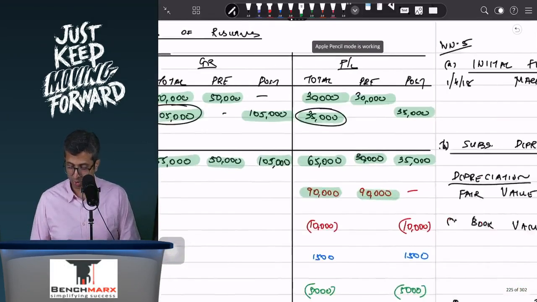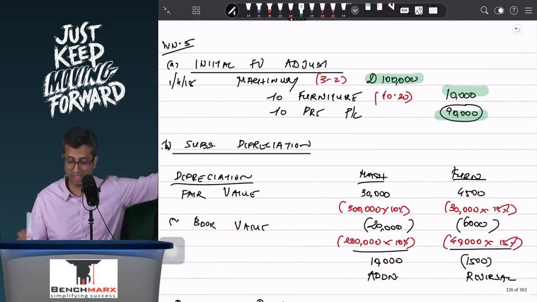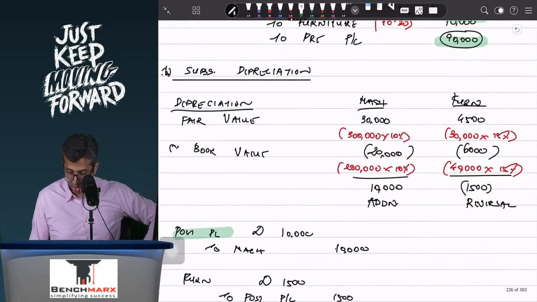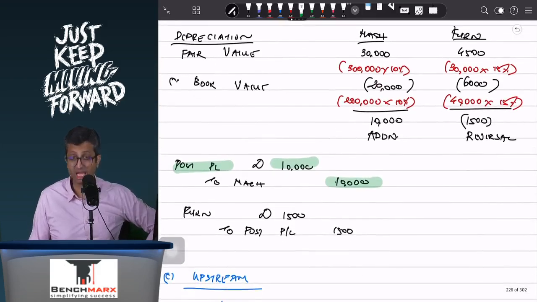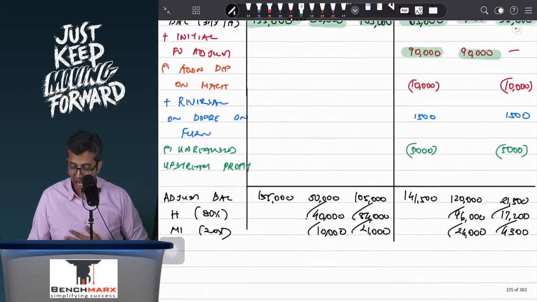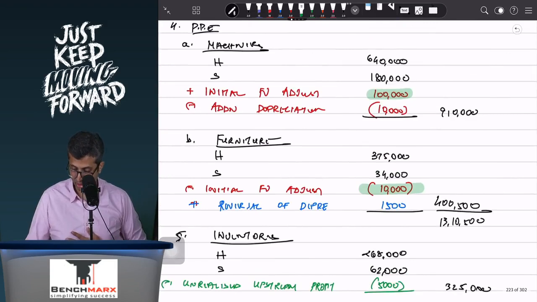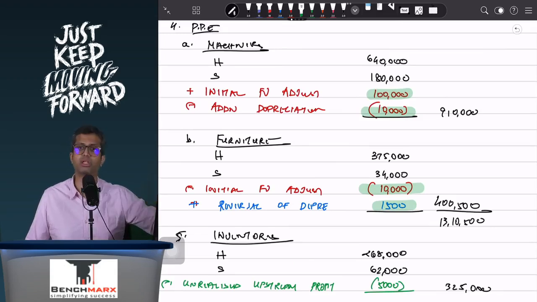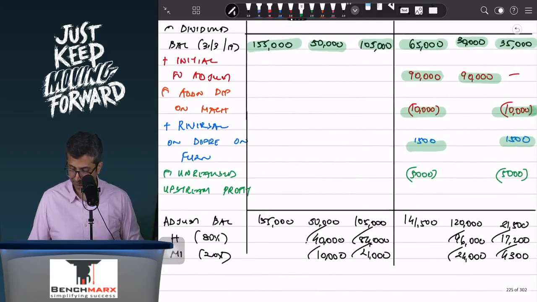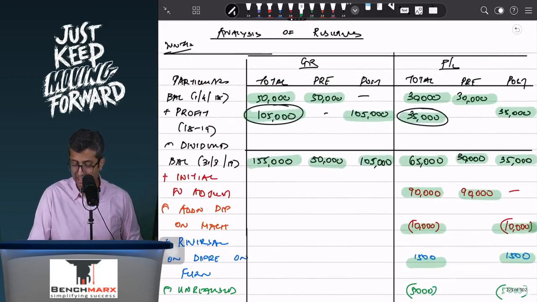So if I go over here, additional depreciation will be post P&L debit 10,000 to machinery 10,000, and reversal of depreciation will be furniture account debit. You will increase the furniture to post P&L and hence you will give the effects. Post P&L will be debited for machinery, and for furniture, post P&L will be credited. And the second effects will in turn go over here. 10,000 will reduce from the machinery and 1,500 you will add to the furniture. So that takes care of the fair value adjustment.